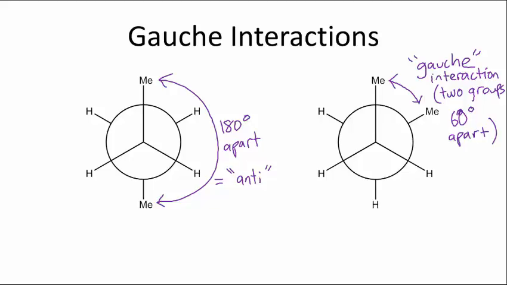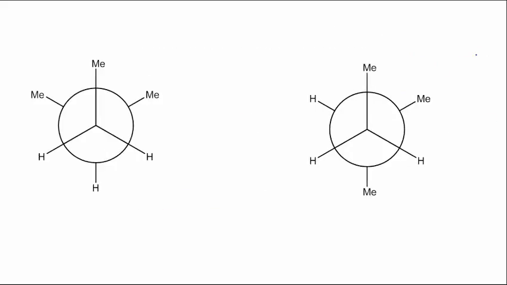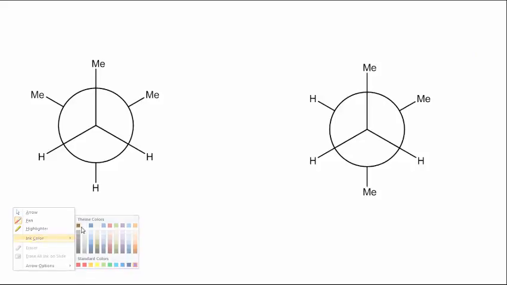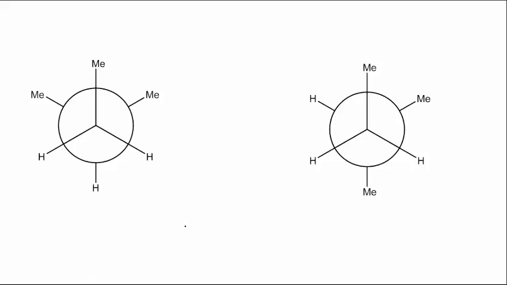Eclipsed conformations are really the highest energy points on its rotation, so it spends almost no time in the eclipsed conformation because it slides right past that. Okay. When you have other molecules, so now this molecule up here is no longer butane. This is actually 2-methylbutane.